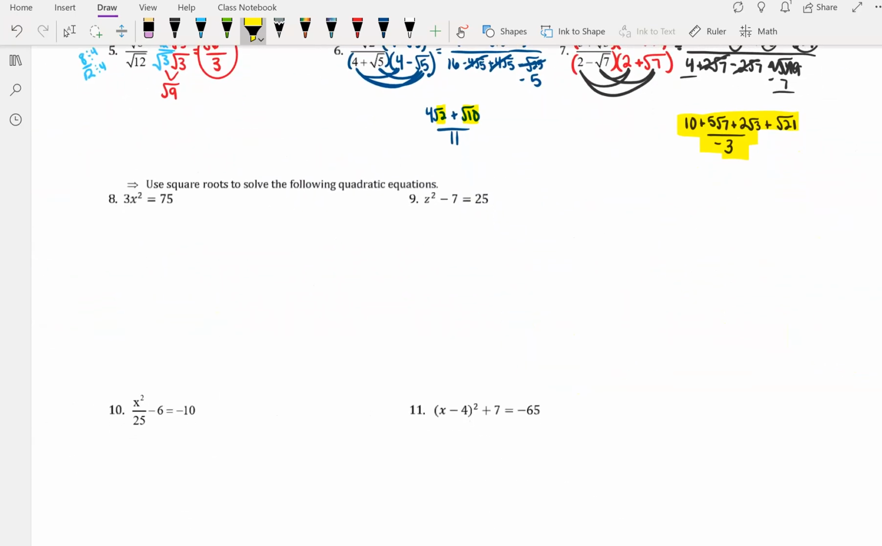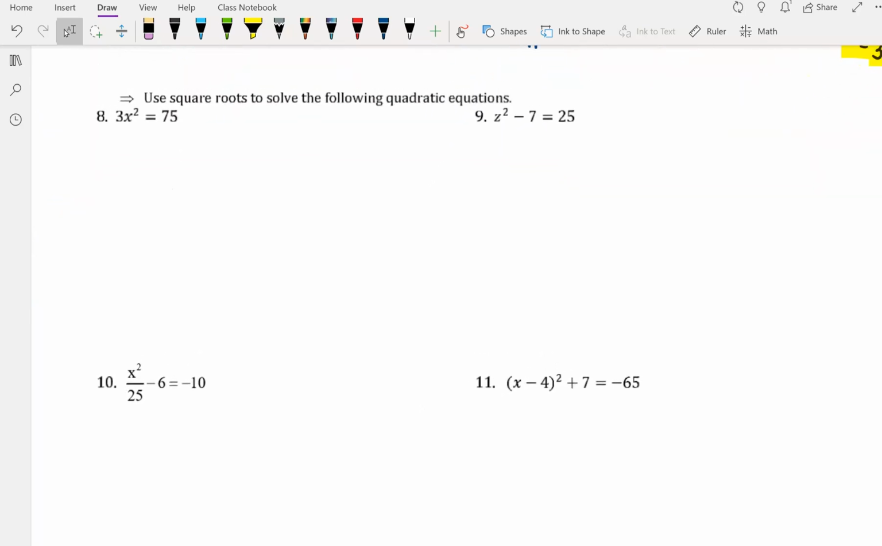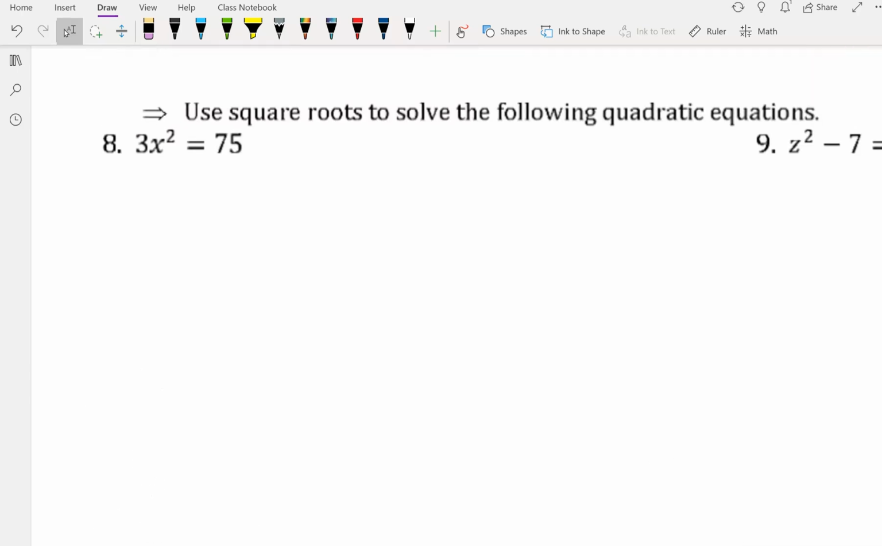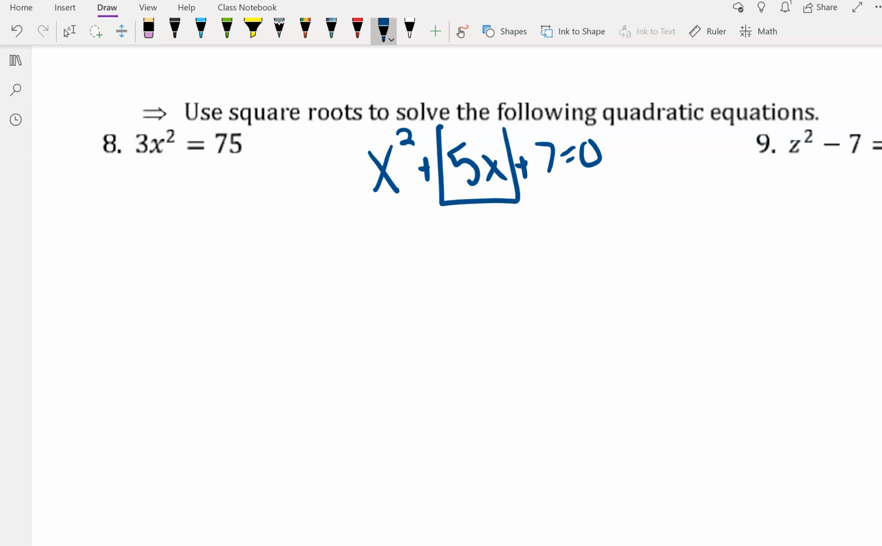All right, so now we're switching gears to the meat of the lesson. We are going to use square roots to solve these problems. I only use this method if there is no b term. What I mean by that is if I have something like this, x squared plus 5x plus 7 equals 0, I cannot solve by square rooting because there is a b term, there's an x term. I'm only allowed to do it if I have something like this, x squared plus 7 equals 0. I can only have an x squared, I cannot have just an x.